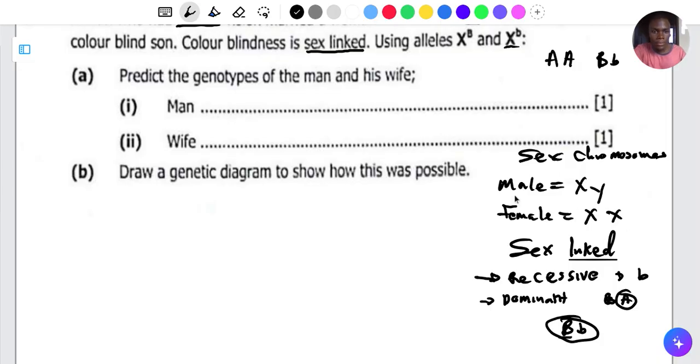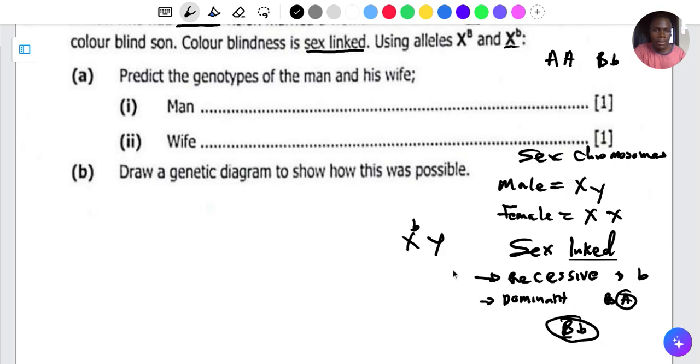So if a male is affected, how do you show that? We use small letter b, that is X to the power small letter b, then you say Y. On the Y it doesn't occur. What about the female?